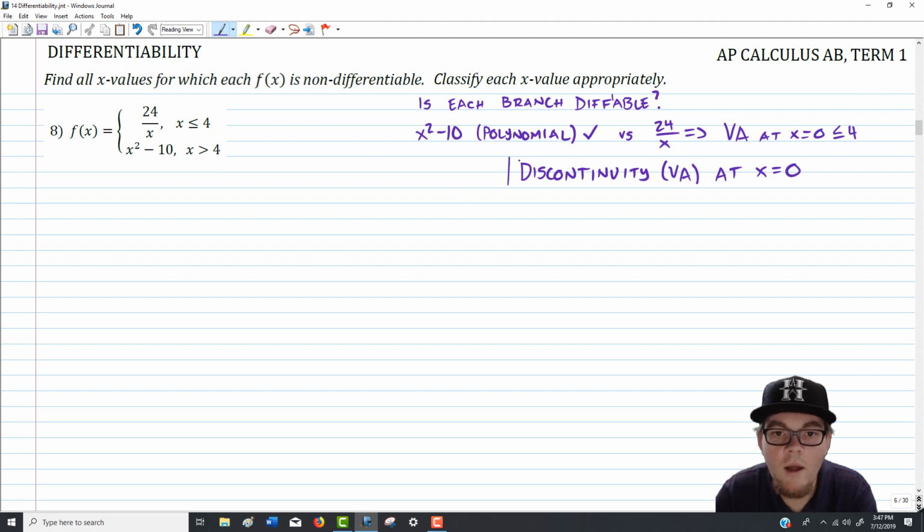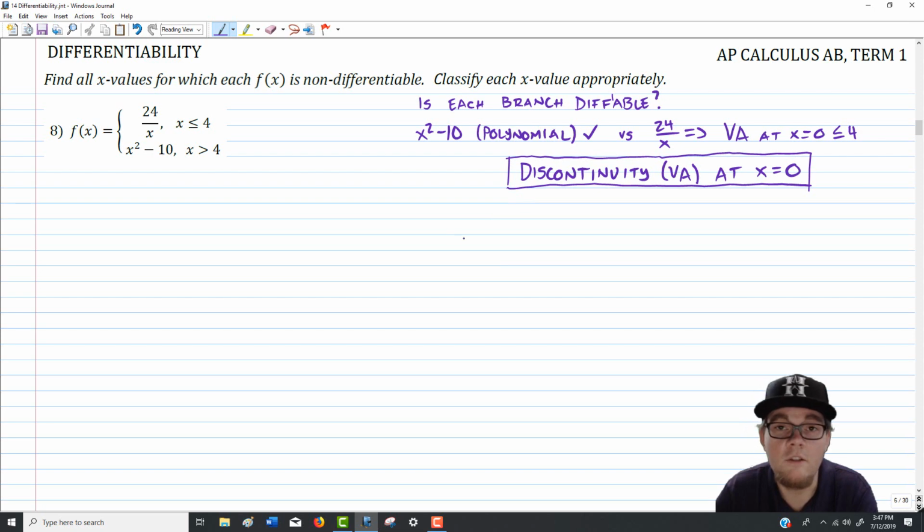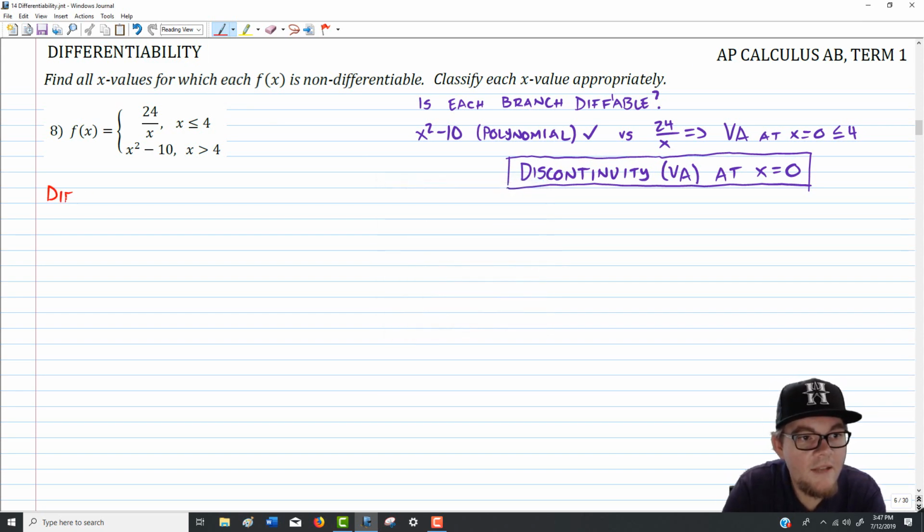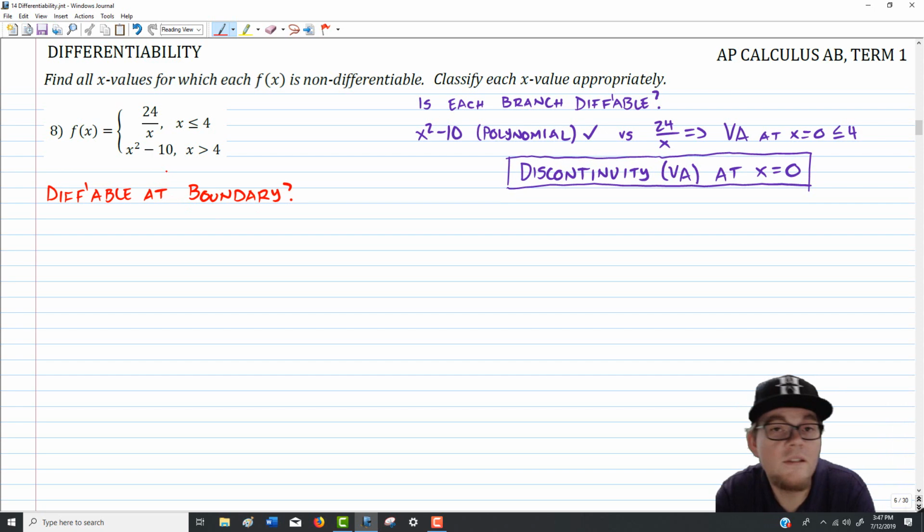So right off the bat, we have 1. We didn't have to do any sort of fancy analysis with the piecewise function. All we had to do was look at each of the two behaviors that govern it and decide if they were differentiable. So it turns out there's one place where they're not. Now that we have it, the next thing we need to look at is the boundary. So we need to next ask ourselves if the function is differentiable at the boundary, because that's the other place where a piecewise function could be non-differentiable. It could be that either of those pieces is fine, but the boundary itself might be a problem.